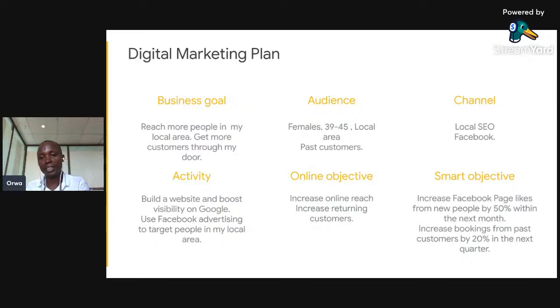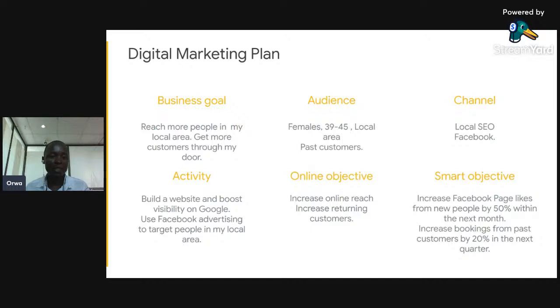Then you need to pick on the channels that you'll be using. It could be local search engine optimization, such as Google Business Profile, could be Facebook, Instagram. They differ. So the question is, which one is the channel that you'll be using? Then in your digital marketing plan, you also need to have activities lined up. When we mention activities, we are referring to what you will be doing.